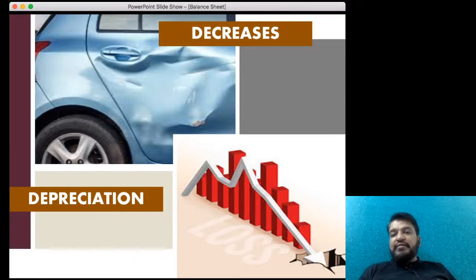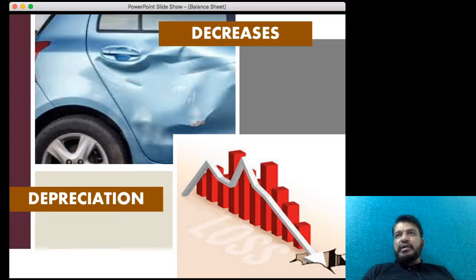When the market value of any product crashes down or goes down, that is called depreciation. I have just used a car which is damaged, just to show that it is damaging the value of the product. Not necessarily, even if you buy a brand new car and keep it at your home, the next day if you try to sell that, you will not get the same value. The value drops, the market value drops. So whenever the market value of any product or service drops, that is called depreciation.